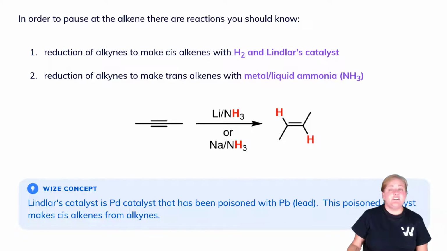So hydrogenation can be done on alkenes or alkynes. Three reagents to know: hydrogen with palladium on carbon to make alkanes from anything, hydrogen and Lindlar's catalyst to make cis alkenes from alkynes, and liquid ammonia and a metal to make trans alkenes from alkynes. You do not need to know the mechanism, but you do need to know that this occurs with syn addition when using hydrogen and a metal catalyst.